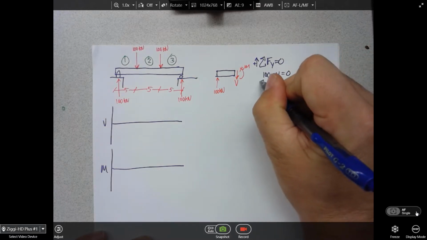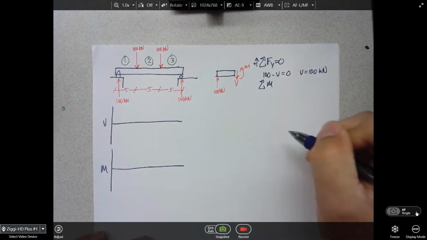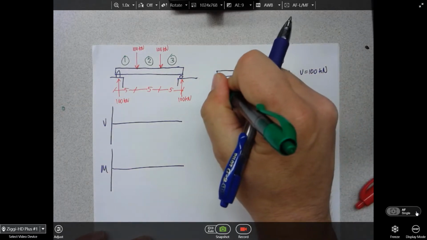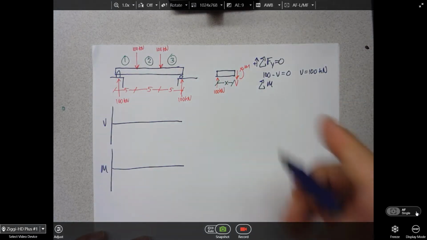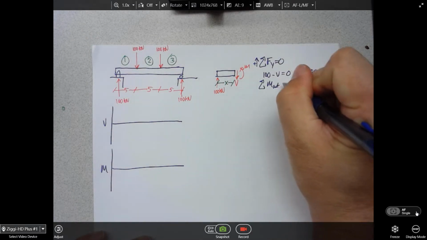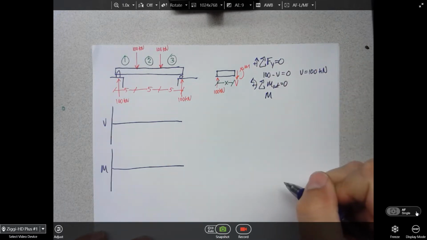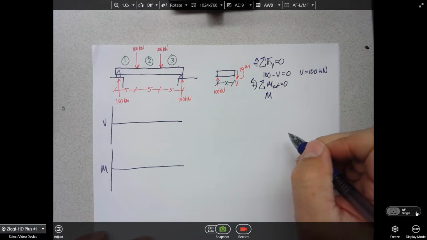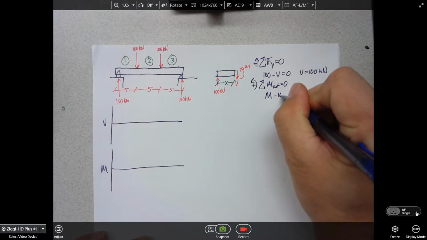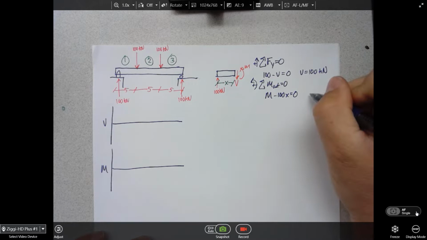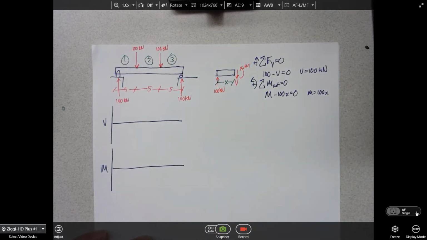Okay. Let's sum the moments. And remember our cut here is x away. So we'll sum the moments about the cut always. Counterclockwise is positive. We'll have the moment at the cut, M, minus 100x equals 0, or M equals 100x. Right? Everybody see where I'm getting these?